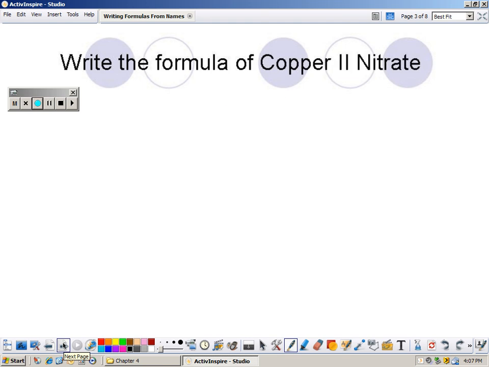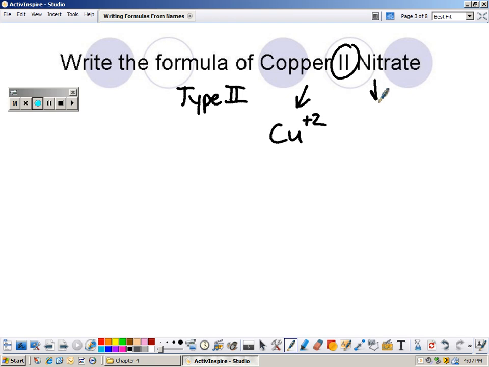Okay, so now you have copper 2 nitrate. So here you have the name with a Roman numeral. That should be a dead giveaway that this is a type 2. Okay, so now when you write the ions, copper is going to have a charge of +2 because that Roman numeral tells you the charge on the cation. Nitrate is a polyatomic ion. It's NO3, -1.